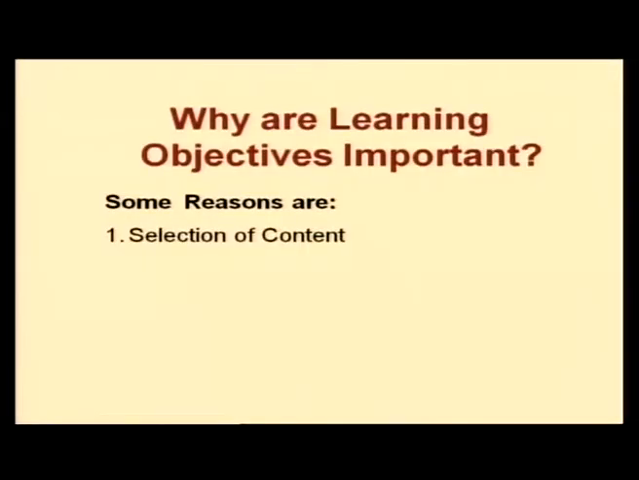So, when you have to select a content, you have to write your learning objectives. So, let us say if a learning objective is the causes of malnutrition, you will select the content according to the causes of malnutrition and you will not bring any other thing under that. And that is why, when we write down learning objectives, they are important. The first important point is the selection of the content.